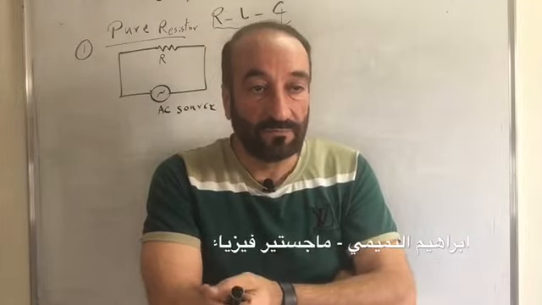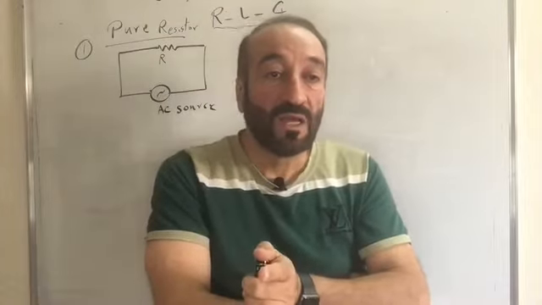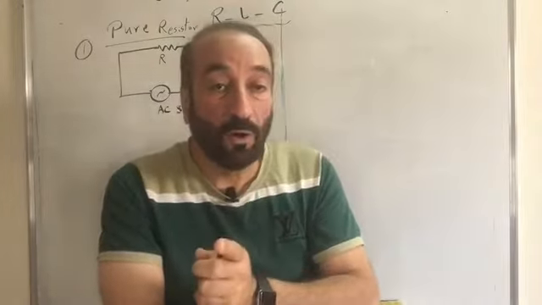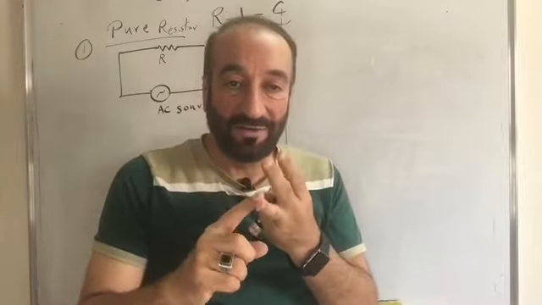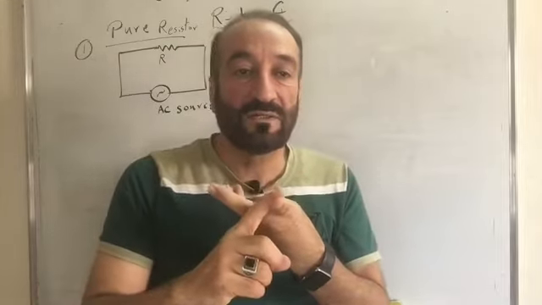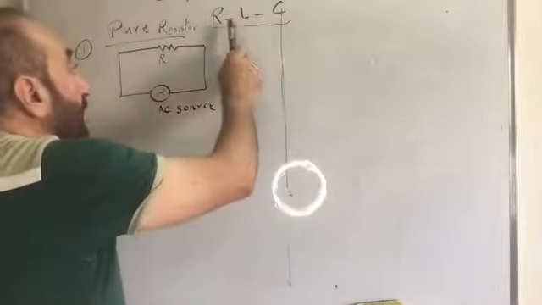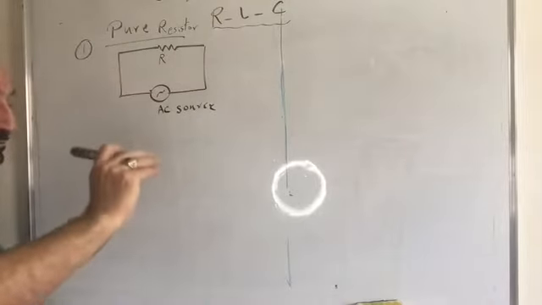First of all, we should say that this chapter is focusing on three elements. The first one is R, resistor, the second L, inductor, the third C, capacitor. R, L, C. Number one, pure resistor.